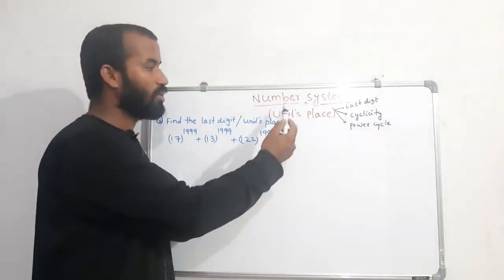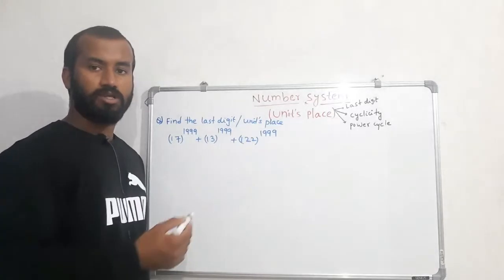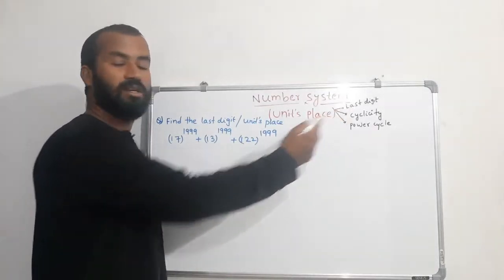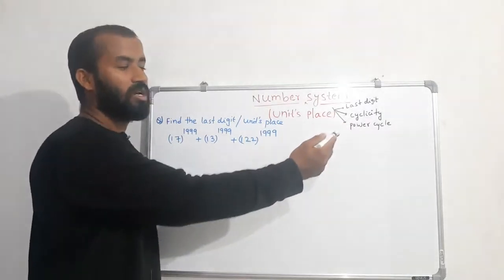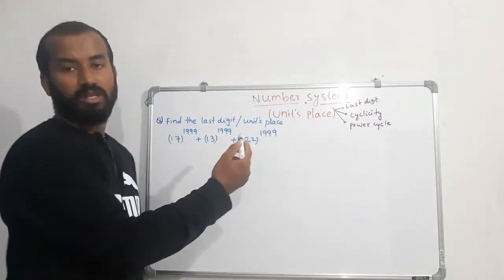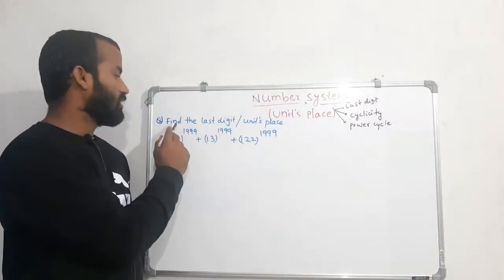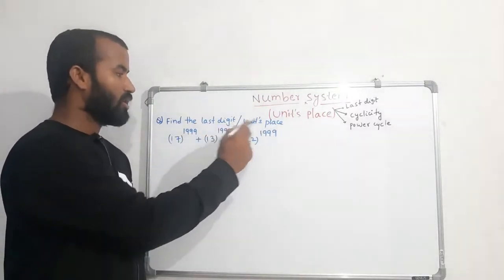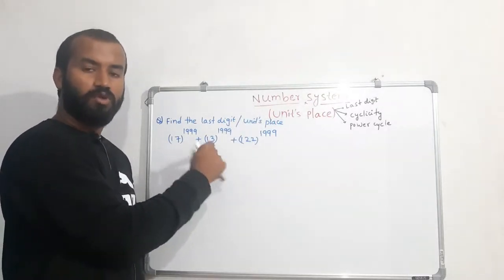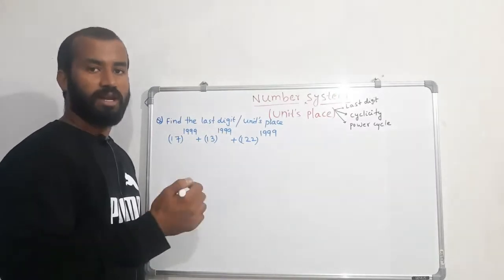Hello friends, today we are going to discuss the next topic in number systems: units place. Units place, we will also call it last digit, or cyclicity, or power cycle. In this, they will generally ask questions like: find the last digit or units place in the expansion of the following. This is the question. Before solving this question, we will go for analysis.